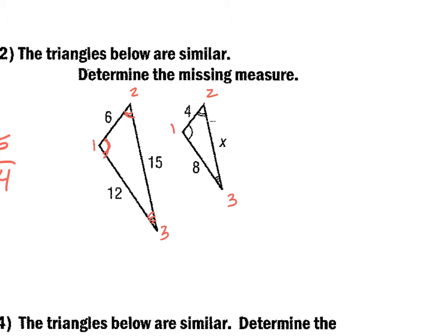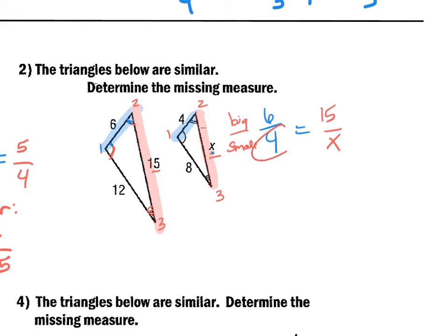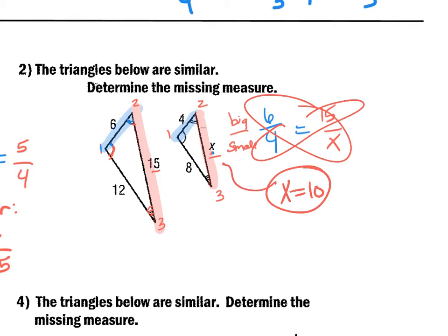So we want to set up a proportion to figure out what the missing side length is. So from 1 to 2, angle 1 to 2 is 6. Angle 1 to 2 on my smaller triangle is 4. And I want to find the missing side length. So that means I have to look at the corresponding side for the missing one, which is between 2 and 3. And since I'm going from big to small, I've got 15 over here and X over here. And so cross multiply and divide. So 15 times 4 is 60, divided by 6 is 10. So my missing side length right here is 10.